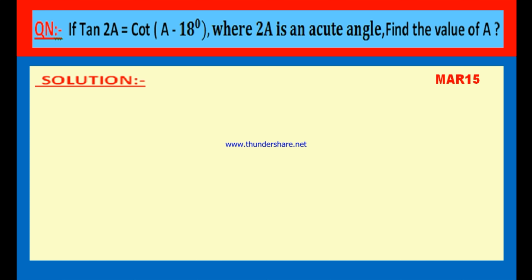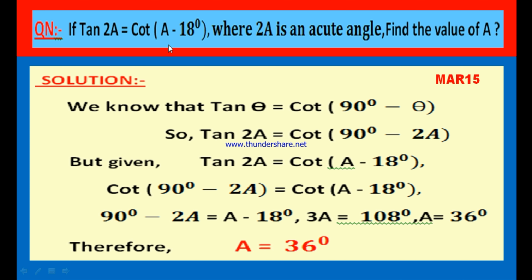Here is the solution. What we have given? We have given that tan 2A is equal to cot A minus 18. Let us go for the values of trigonometrical ratios for complementary angles, in which tan theta is equal to cot 90 degrees minus theta. We are given tan 2A. Therefore, in the place of theta we have 2A. There also, in the place of theta you substitute 2A. Then tan 2A is equal to cot 90 degrees minus 2A.